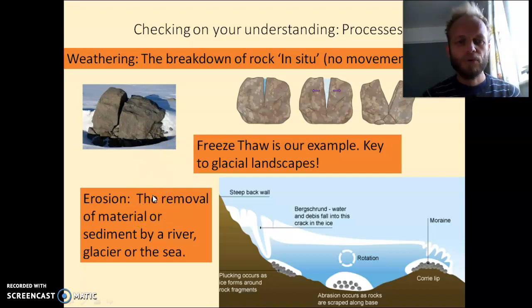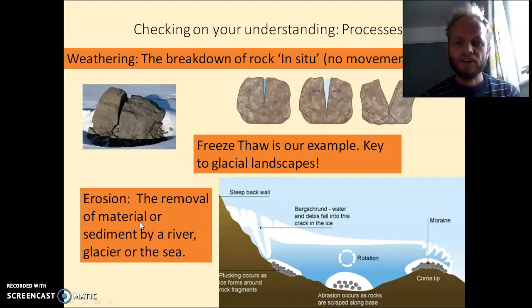Erosion is different. Erosion is the removal of material by sediment or sediment by a river, a glacier, or the sea. So when material is taken away from a landscape, that's our process of erosion. Okay, so erosion has a couple of examples that you guys need to know about when it comes to glaciation.